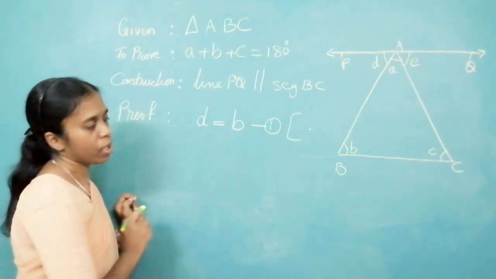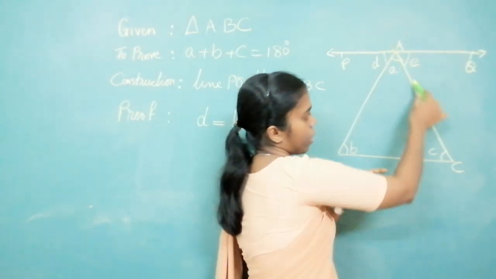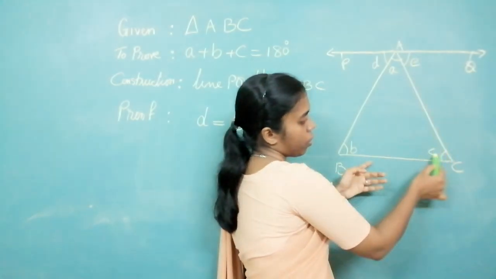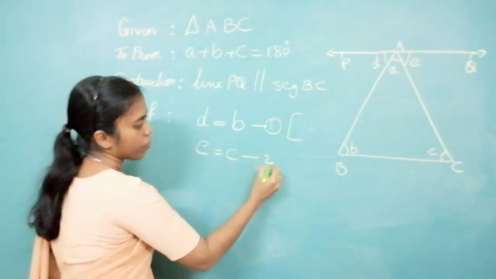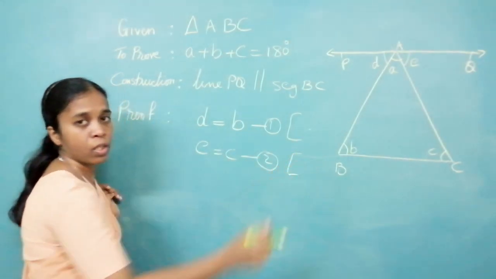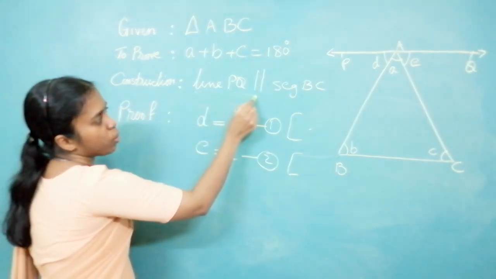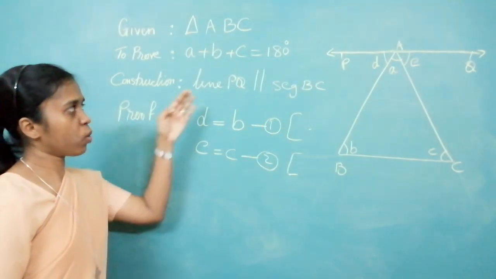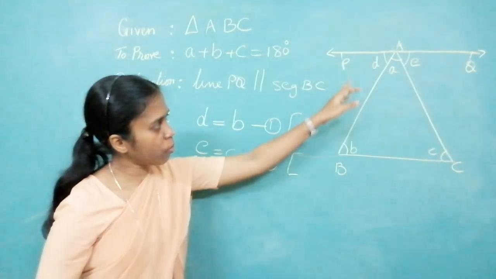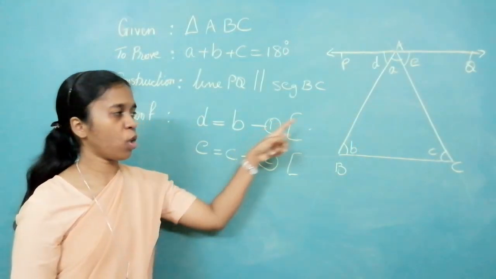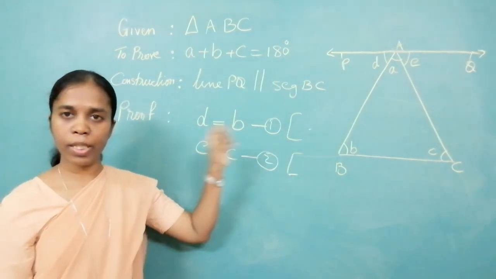Okay. Similarly, again this and this lines are parallel. This is my transversal now. So what can I say about C and E? I can say that E is equal to C. What type of angles are they? They are again alternate angles. Why do I get this? Because I know that PQ parallel to segment BC. Since I know PQ and BC are parallel, so this is my transversal. Therefore, I get D equal to B, alternate angles. Similarly, E is equal to C, alternate angle.